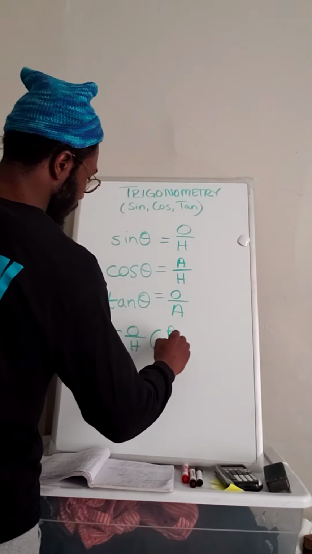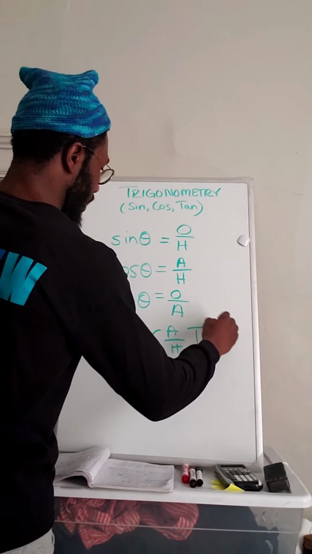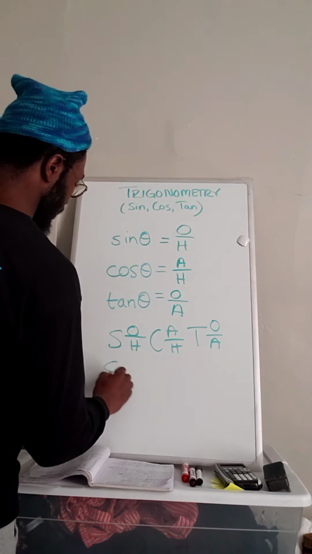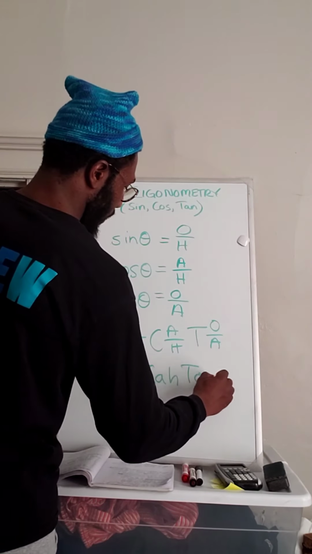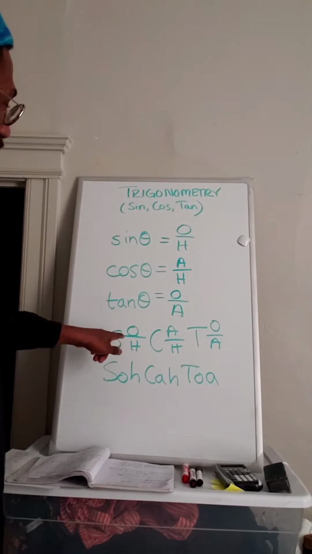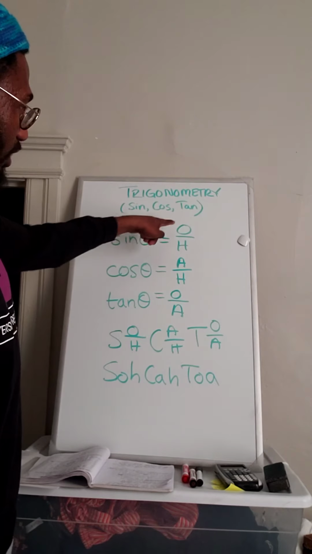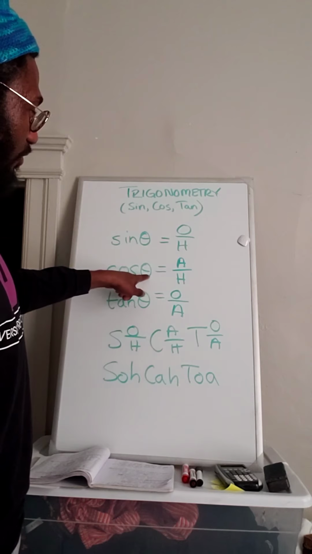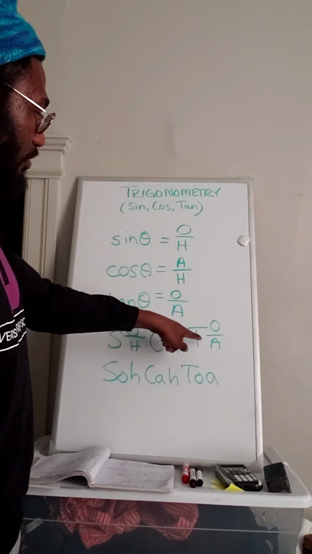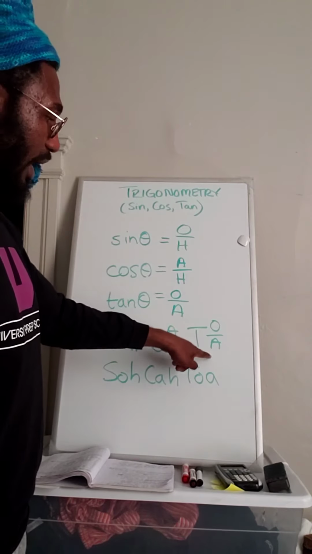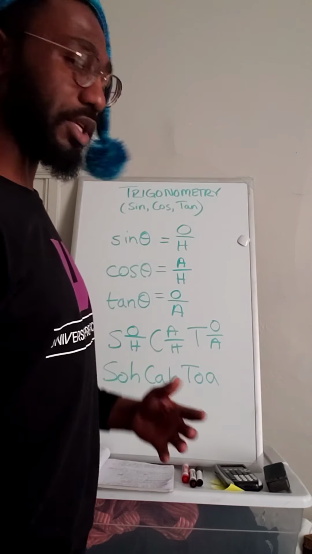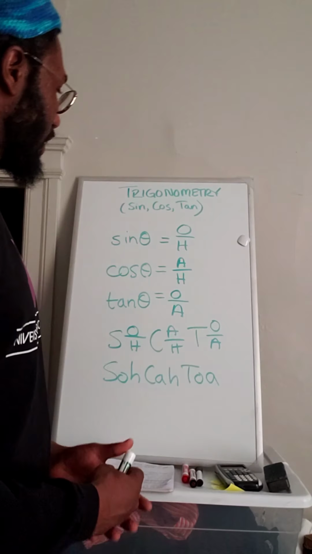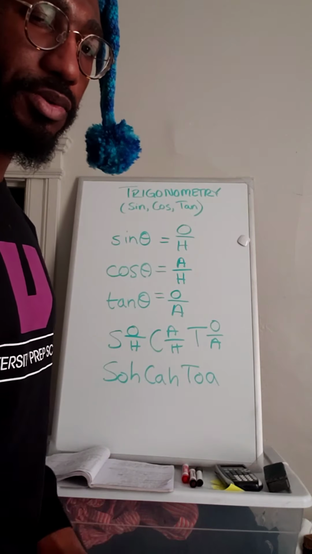I like writing it like this, but I know some students like writing it like this, SohCahToa, all right? And all that's saying is sine of the angle theta is going to be your opposite over hypotenuse. Cosine of your angle theta is adjacent over hypotenuse. Tangent of your angle theta is opposite over adjacent. So these are both saying the same thing, just two different ways of writing it. Now let's jump into how we use these in a problem.